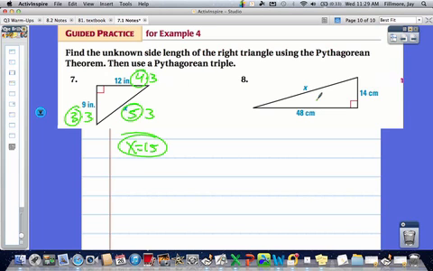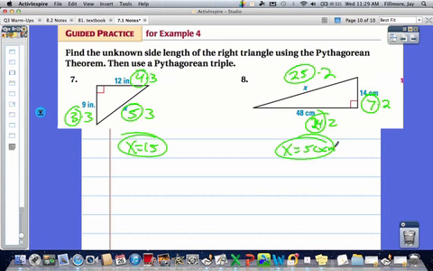For number 8, 14 and 48, I can divide both by 2. So this is 7 times 2, and this is 24 times 2. So I have a 7 and a 24. The next number is 25 in my triple, and all of these are times 2. So x is 25 times 2, or 50, and that is centimeters, and I neglected to write inches over here.